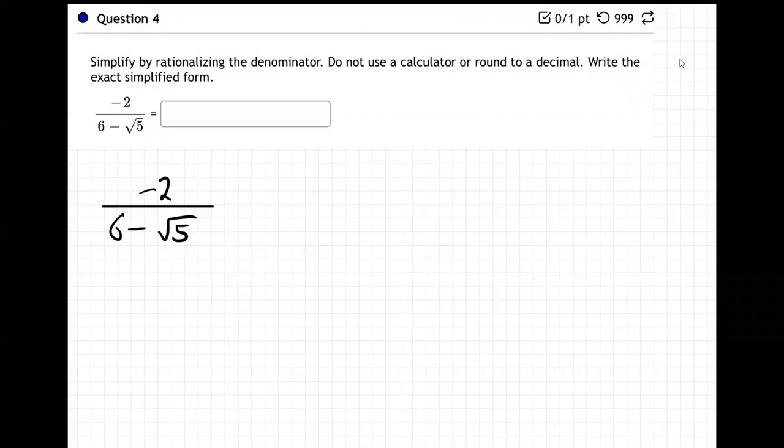Okay, so on this one, it says rationalize the denominator. So notice we have a square root in the denominator. Here's the rule. Let me put the rule up here.